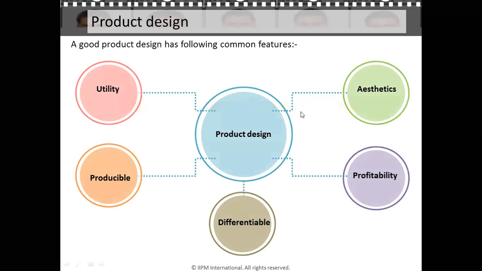So we were speaking about production management, production processes, production design, and all of that before we went on break. So we're going to be continuing with product design. A good product design has the following common features: utility, producible, differentiable, profitability, and aesthetics. By utility, it means that it must have value. By producible, it means that it can be produced. Differentiable means it must be unique, different from other products in the market. Profitability means there should be some margin of profitability to it, and there should be some aesthetics that attract buyers to it.